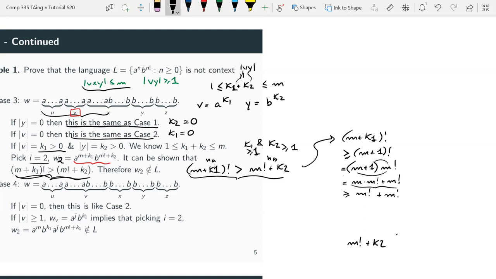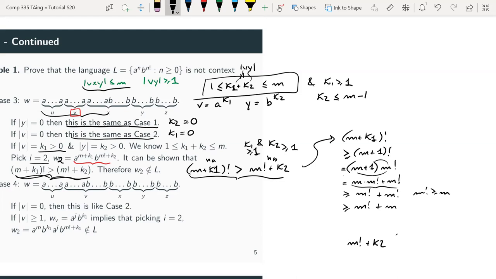Well, the next thing I can observe is, so I'm going to keep the M factorial because it's going to pair with this, but I know that M factorial is greater or equal to M, right? M factorial is greater or equal to M. So M factorial plus M factorial is greater or equal to M factorial plus M, okay? And this is actually very important to notice, because now you can use the fact that K1 plus K2 is at most M, and you know that K1 is at least one, then that means that K2 has to be at most M minus one, okay?